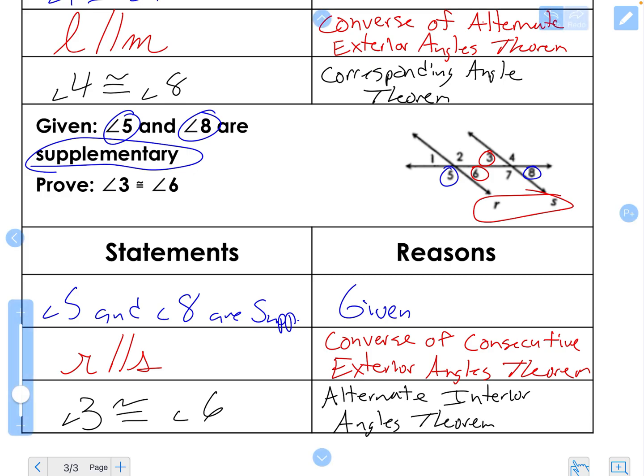And so that's how we use proofs and the converse of proofs to prove that lines are parallel or to prove angle relationships.